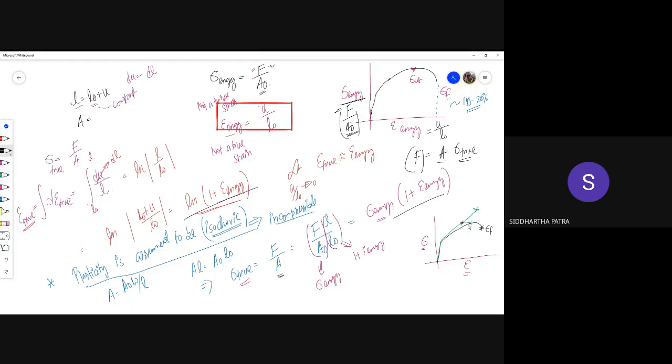That is not true. And if I want to plot a compressive stress-strain diagram, a compressive engineering stress-strain diagram, that would kind of look like this.